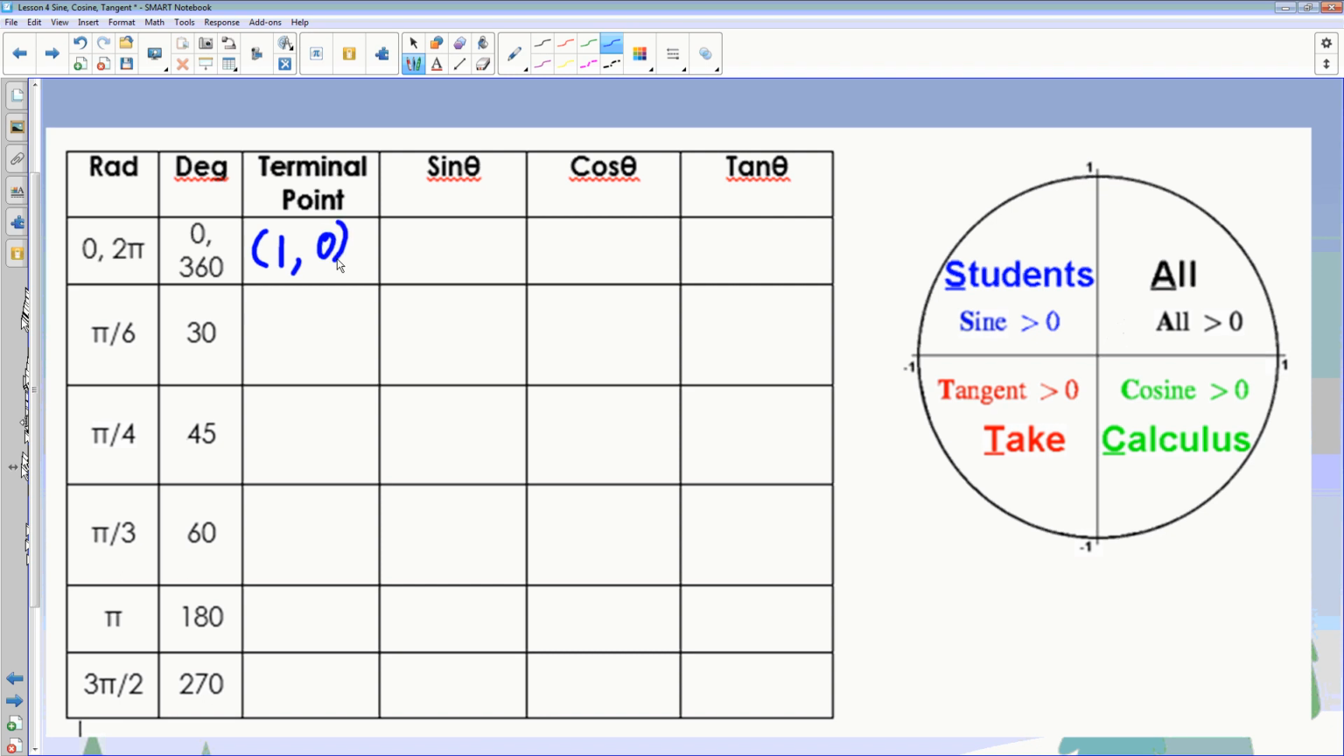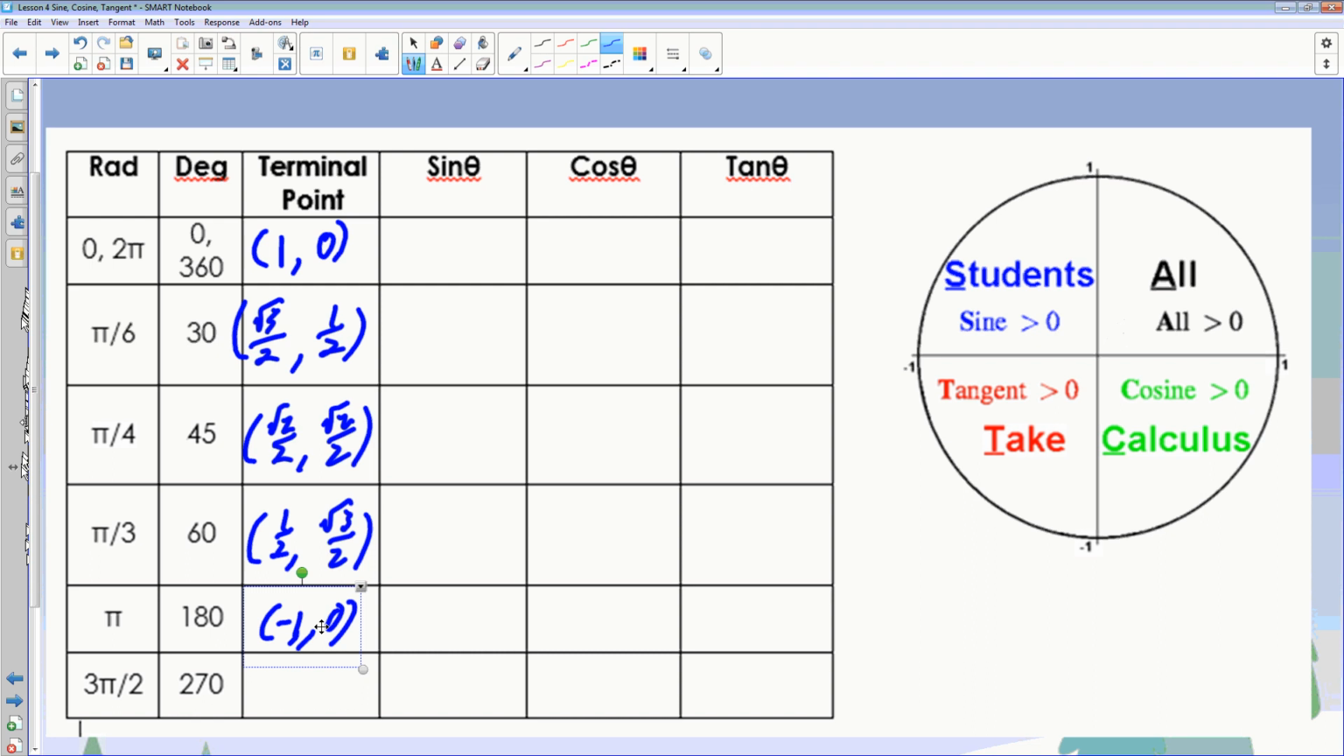Pi over 6 is going to be (root 3 over 2, 1/2). Pi over 4 is (root 2 over 2, root 2 over 2). Pi over 3 is (1/2, root 3 over 2). Pi is (-1, 0). And 3 pi over 2 is (0, -1).